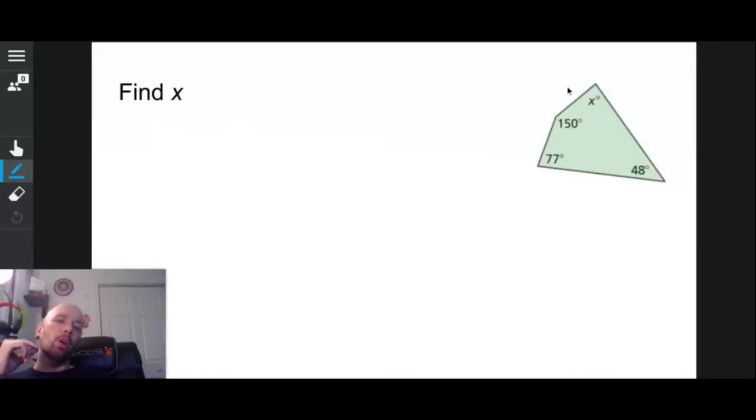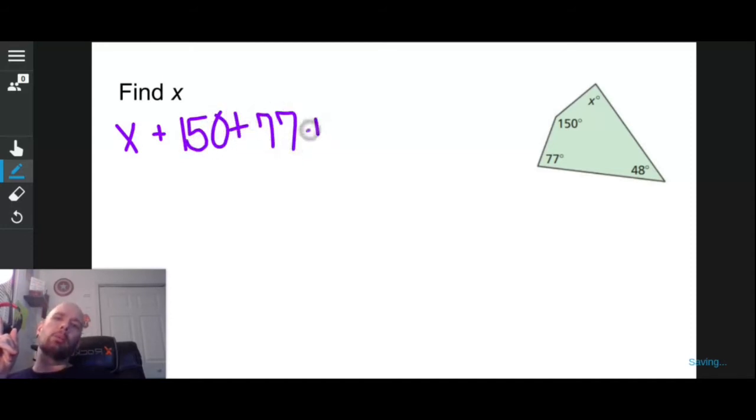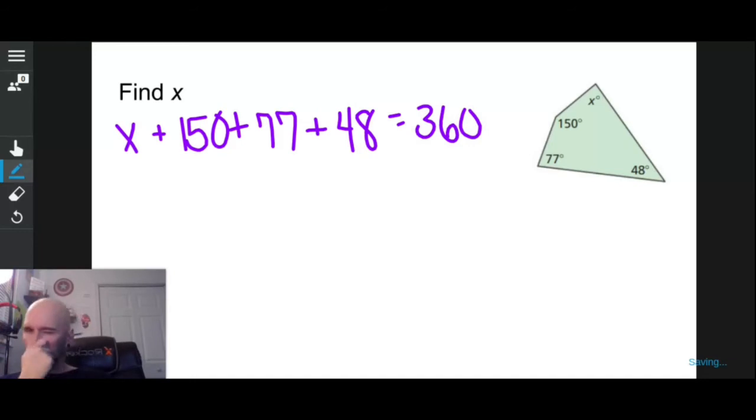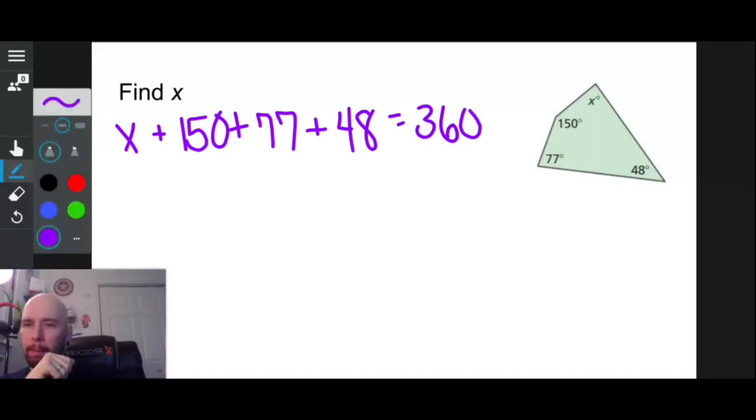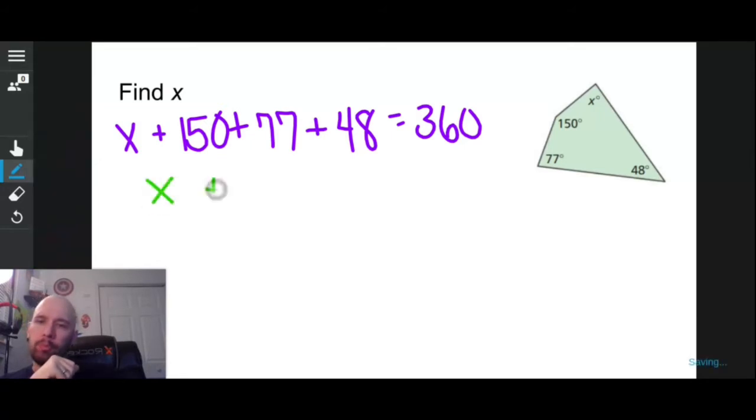What that is? Well, that's a quadrilateral. The angles in a quadrilateral add up to 360 degrees, which means x plus 150 plus 77 plus 48 are going to add up to 360 degrees. 150 plus 77 plus 48 is 275. So adding those up gives me 275.